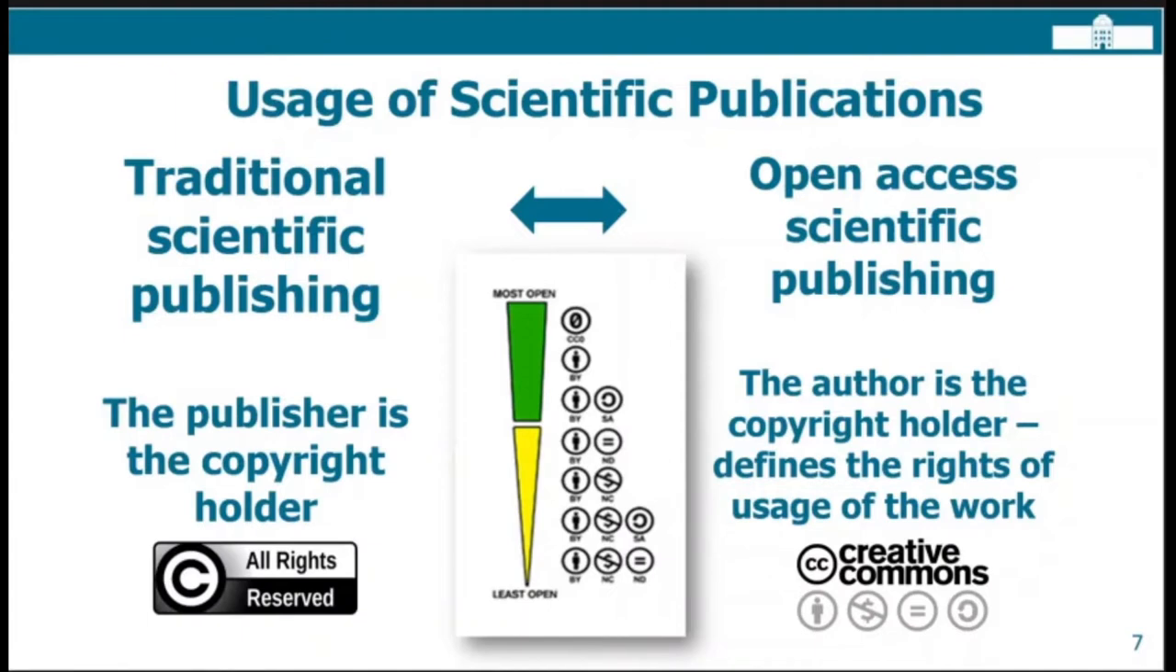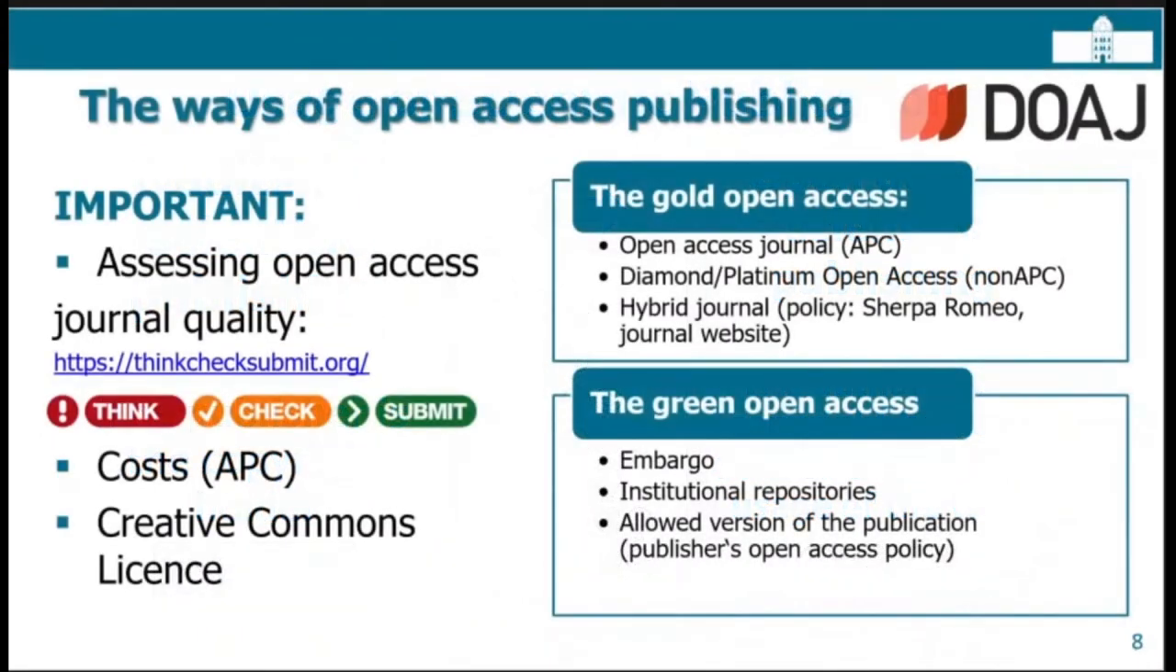Why is this important? Because in traditional scientific publishing, when you transfer all your copyright rights to the publisher, you have to ask them for your own content if you wish to reuse it in other works. In open access, you stay the copyright holder and you are free to use your own content, your own results, achievements as you wish in other derived or new works.